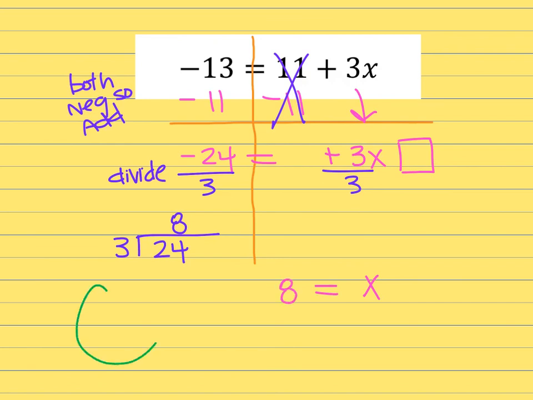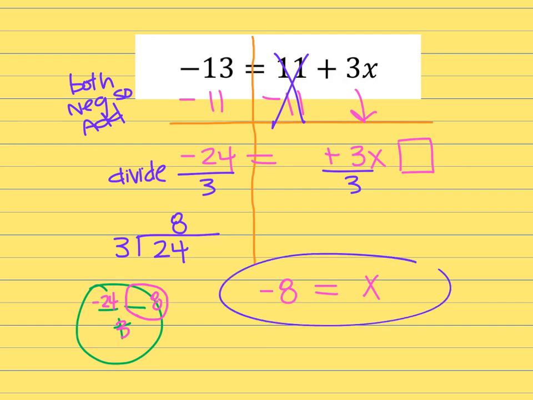If I check this to see if my final answer is going to be positive or negative, and I look out here, my division problem, 24 was negative. Negative 24. 3 was positive. And then my answer would be what is left over, which is 8. So my final answer is negative 8. x is negative 8.